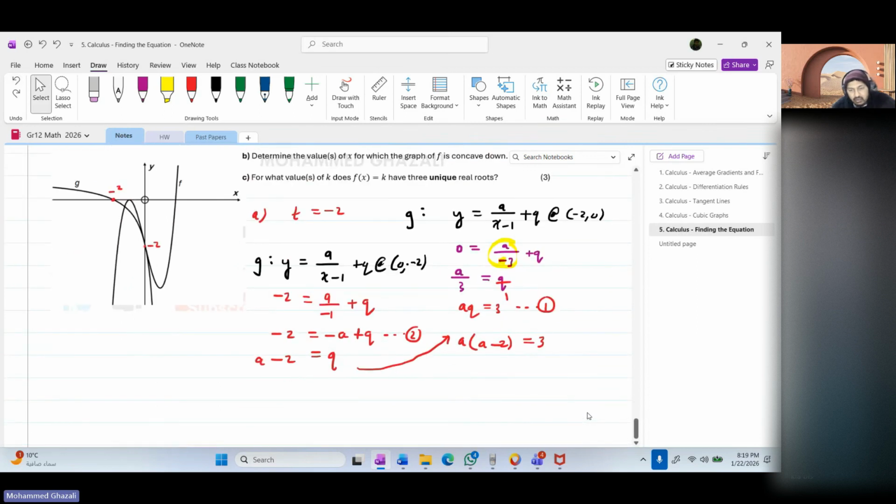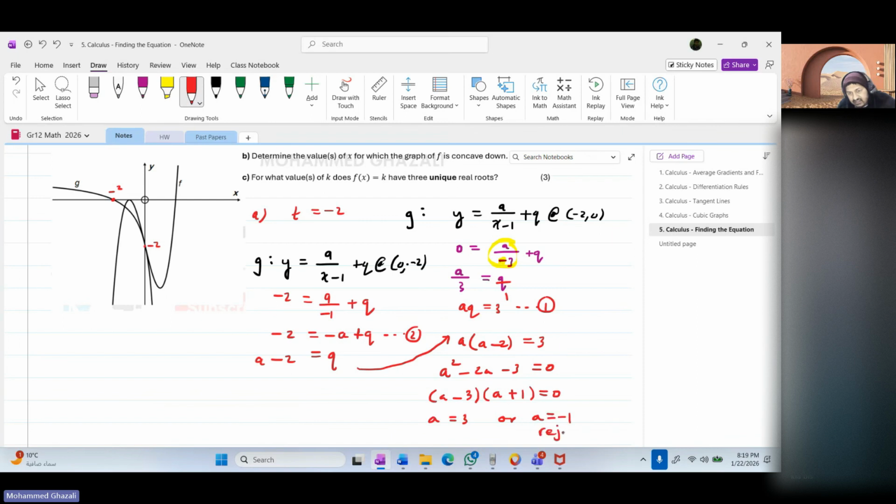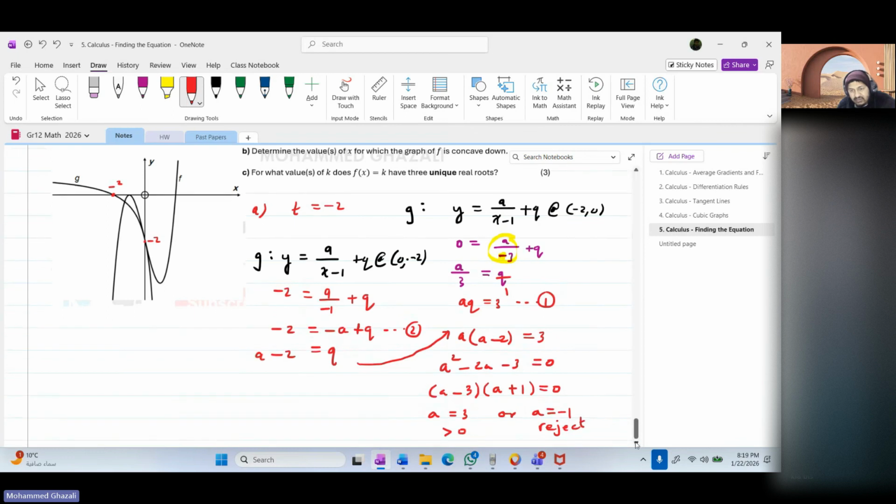Right. So expand this. You're getting a squared minus 2a. Bring the 3 over. Minus 3 is equal to 0. So you got a minus 3 into a plus 1 is equal to 0. So the value of a is 3 or the value of a is -1. I'm going to reject this. Right, a has to be positive. So that's the accepted value.